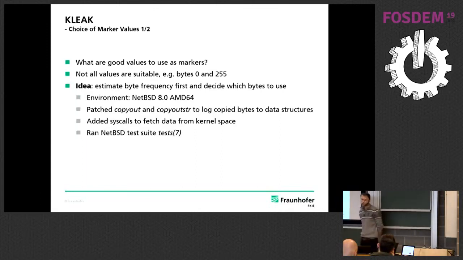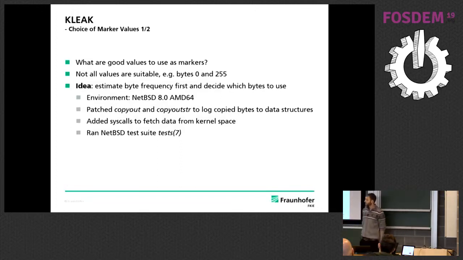What we did was we patched copyout and copyoutstr in NetBSD 8, and every time copyout or copyoutstr was called, we had an internal data structure, and we counted the bytes that we saw in the buffer to be copied into user space. So we counted in this buffer there were 3 times the byte 1, 2 times the byte 2, and so on and so forth. And then we added another system call in order to fetch this data from kernel space and read it out.